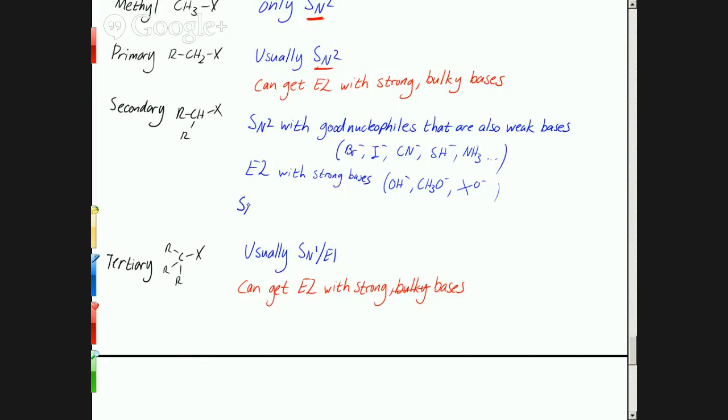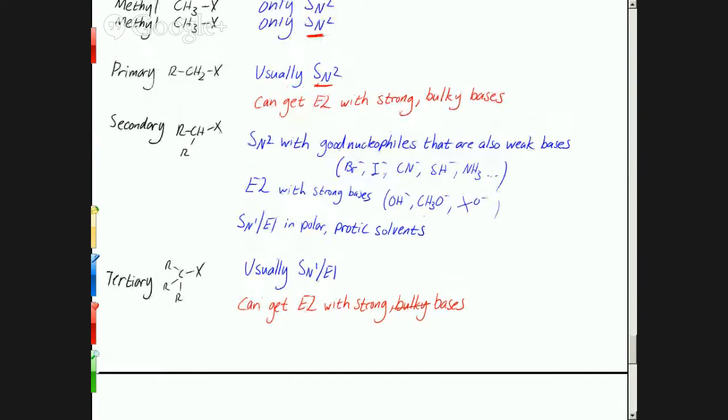And then this could be SN1 E1 in polar protic solvents. So it could be any of the 4. SN2 is the usual answer. E2 if it's a particularly strong base. And that's our summary of all these possibilities.